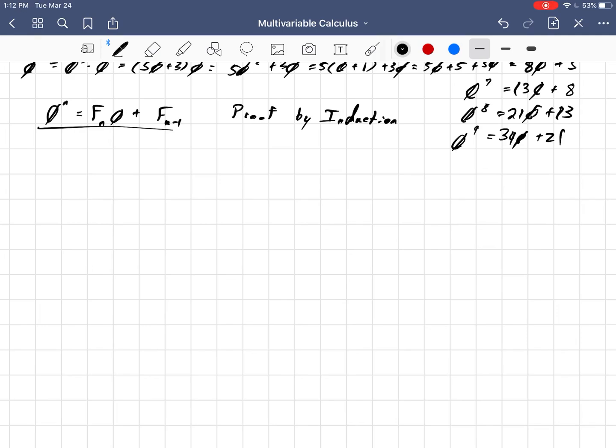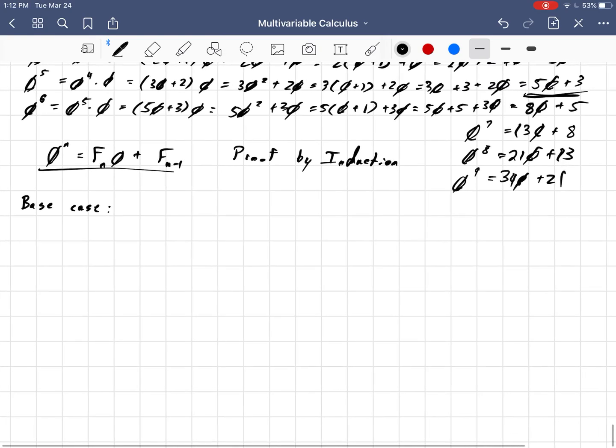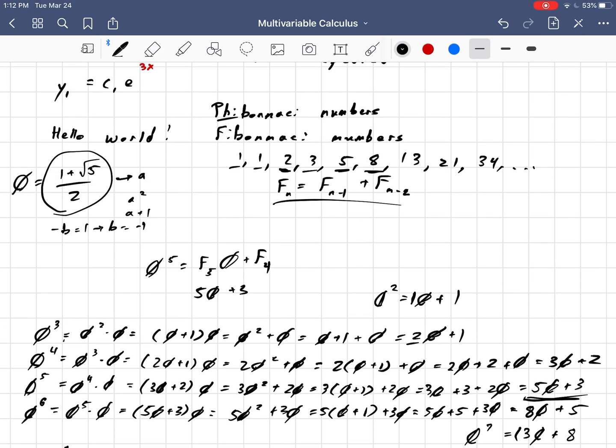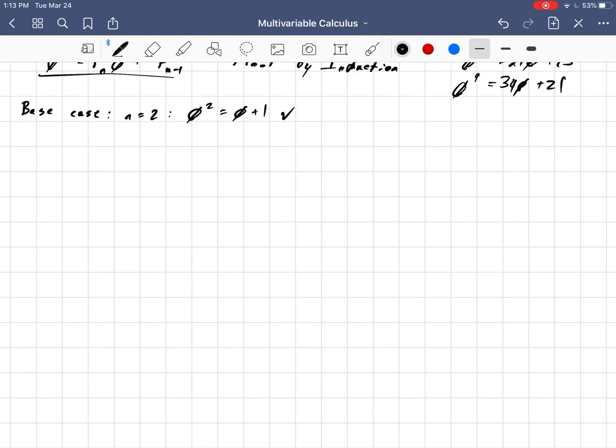So we're going to do this by induction. It's a really, really simple proof. We start with the base case. Like always, we really started with phi squared, so our base case is n equals 2. And we know that phi squared is phi plus 1 because phi is a root of the quadratic x squared minus x minus 1. So when we plug in phi, we get phi squared minus phi minus 1 is equal to 0. Rearranging, phi squared is equal to phi plus 1. So the base case is true.